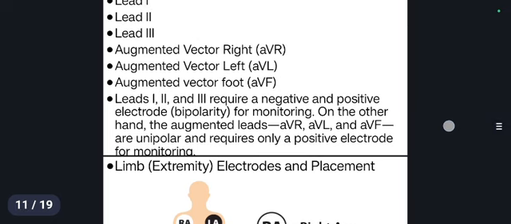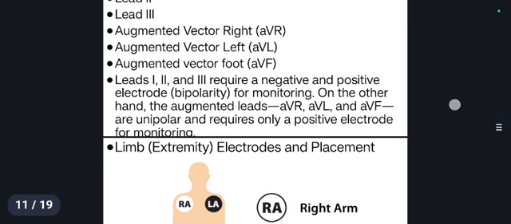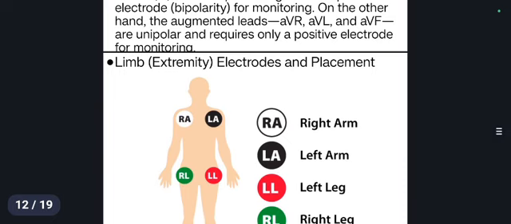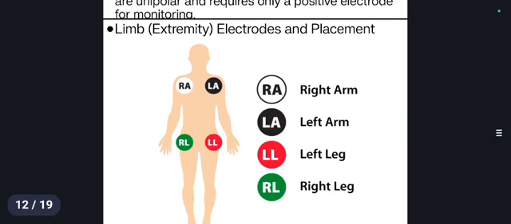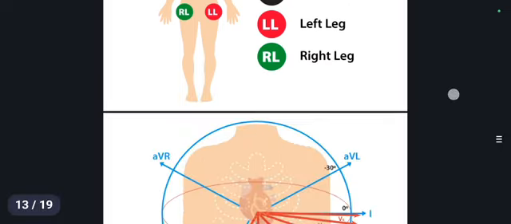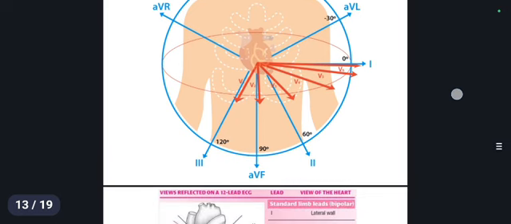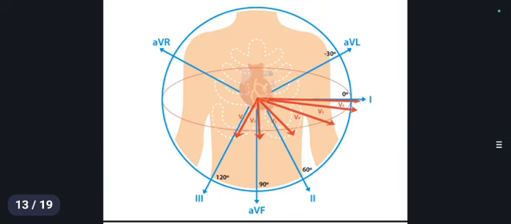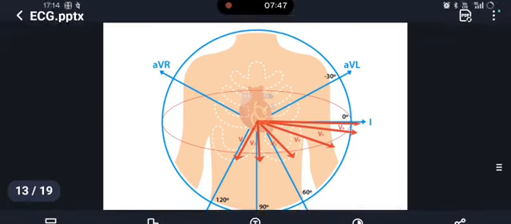These are the 12 leads placed on the patient. The limb lead electrode placements are the right arm, left arm, left leg and right leg. These are the lead placements: lead 1, lead 2, lead 3, AVR, AVF and AVL.